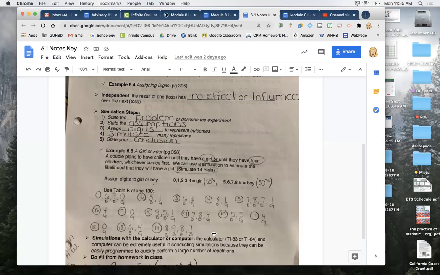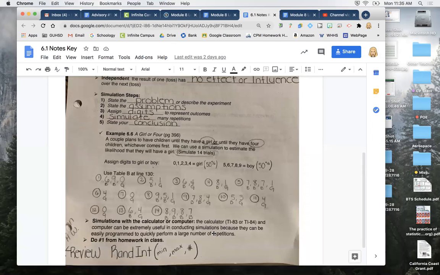So the probability of this couple having a girl, if I'm doing it that way, is pretty good. It's 13 divided by 14 in this simulation. They have like a 93% chance of having a girl if they're willing to have 4 children. That's the concept behind this one. So stating your conclusion, I would say exactly that. The likelihood that they will get their girl is a 93% chance based on my simulation. 13 out of 14 times they would get a girl.